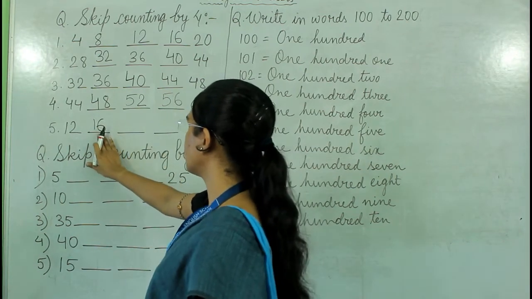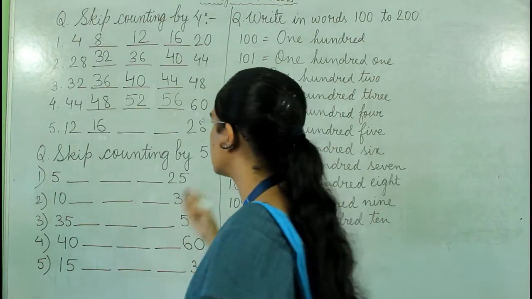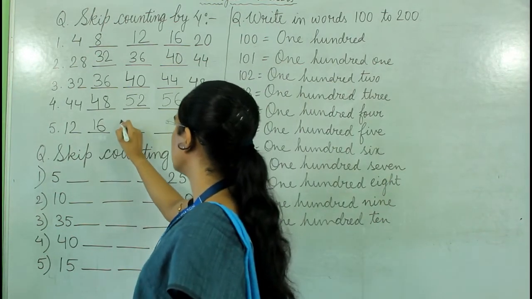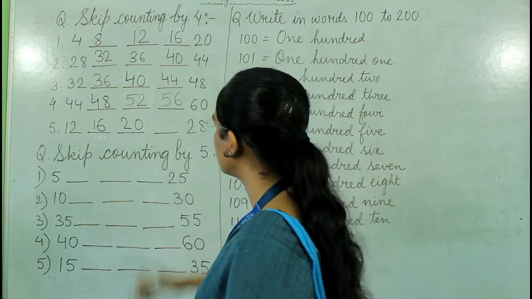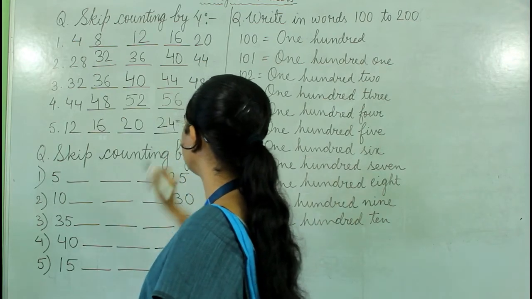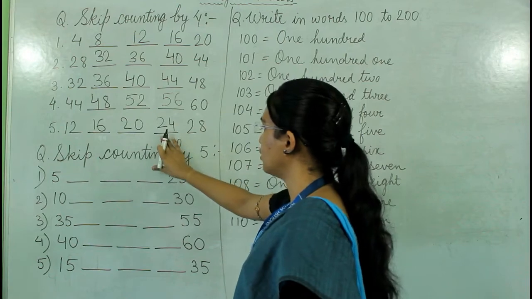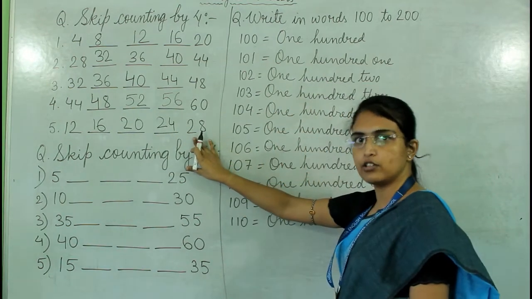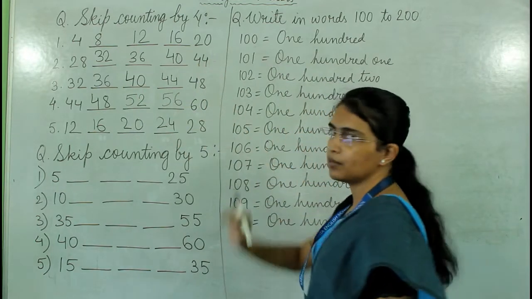From 16, if you skip 4 numbers, what you will get? 17, 18, 19, 20. Then from 20, if you skip another 4 numbers, what will be the answer? 24. And from 24, if you skip another 4 numbers, you will get 28. Okay? In this way, you have to do the skip counting by 4.